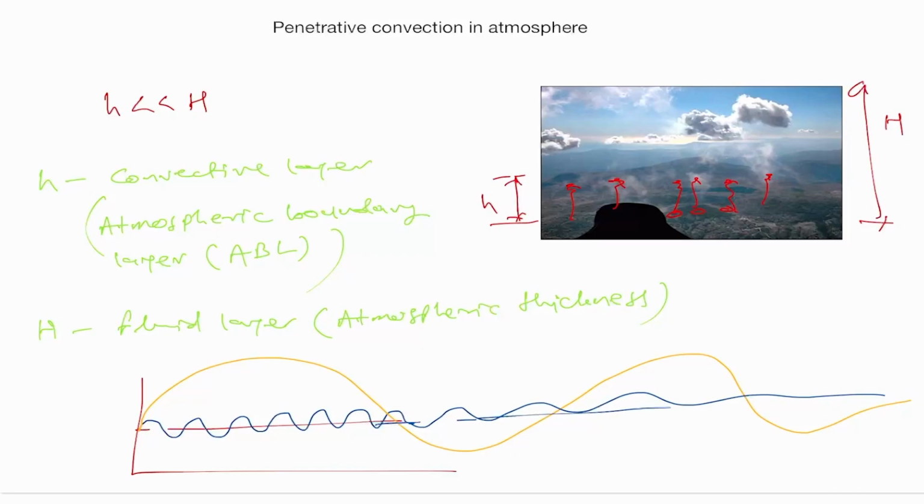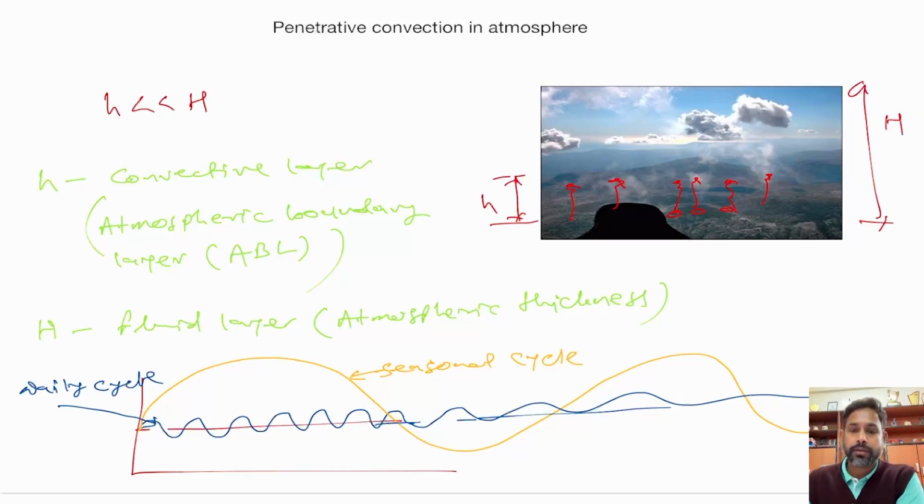right? So this one you can call the daily cycle, whereas this one is the seasonal cycle. Okay, it may not really be accurate, but this is how it happens on a daily basis. Air gets cooled and heated up, and the thickness is generally very small for a daily cycle, whereas as you go from one season to another, the thickness obviously gets greater, and also the temperature difference increases. Okay, so this is something we will see.